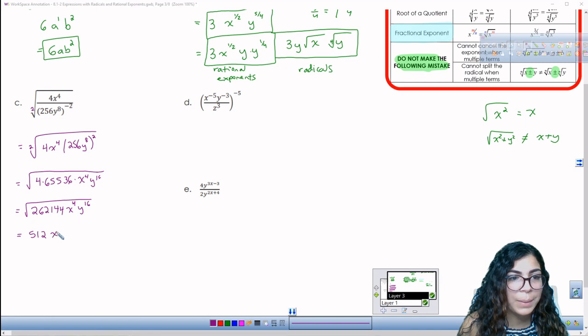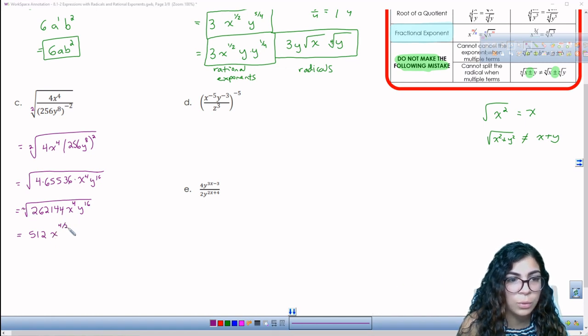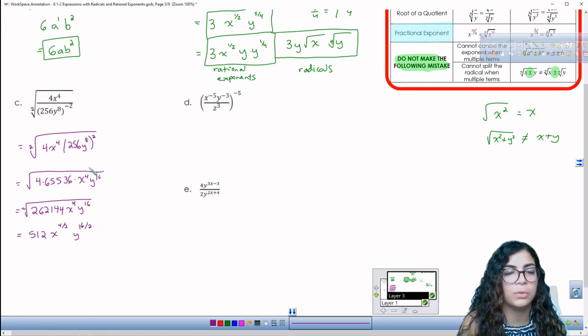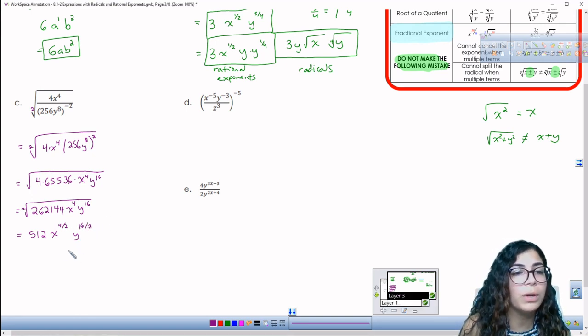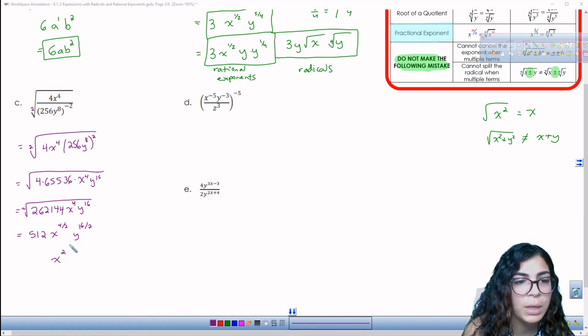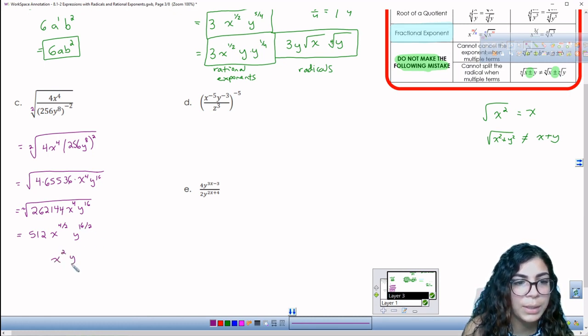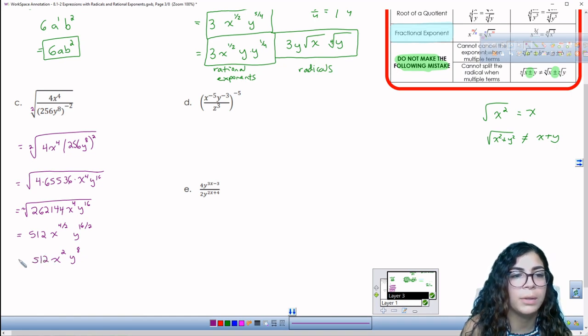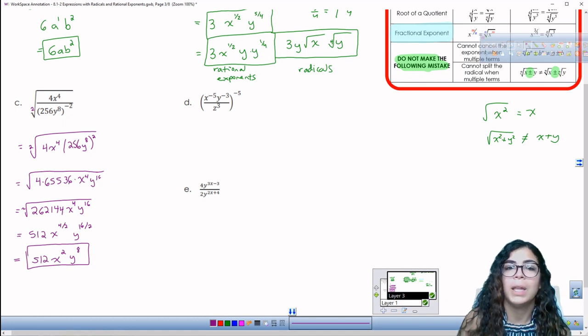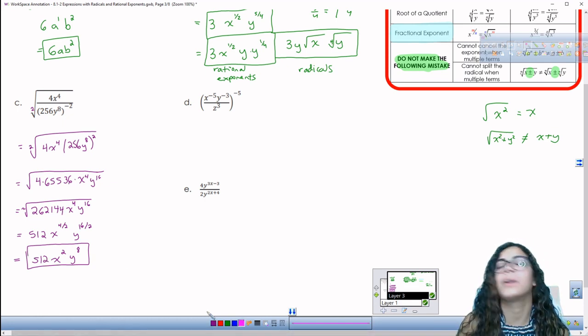And then x to the power of 4, again, denominator is the index 2. Y to the power of 16, denominator is the index 2. 4 divided by 2 is, of course, 2. 16 divided by 2 is 8. And then we bring down the coefficient, which is 512. And that's all, folks. Let's look at D and E very quickly.